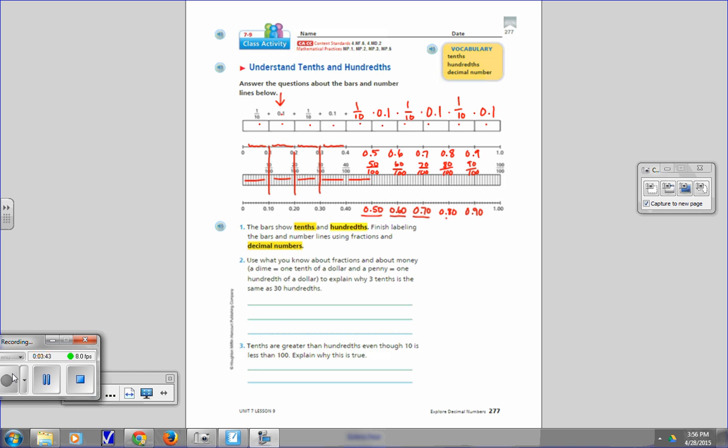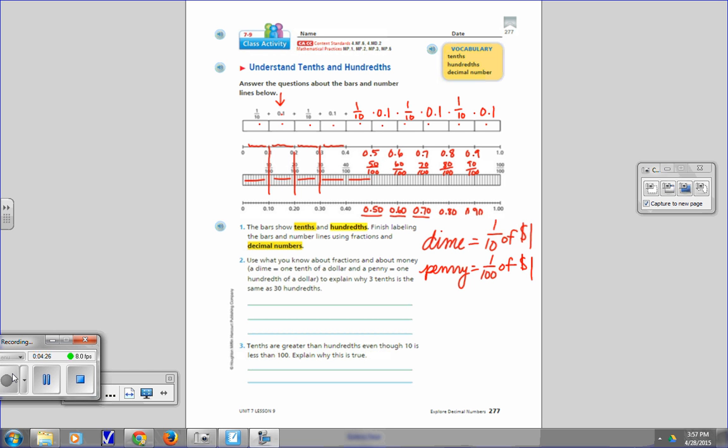Use what we know about fractions and about money. What do we know about money? A dime equals 1/10 of a dollar, and a penny is 1/100th. Let's write that over here. Dime, so a dime equals 1/10 of a dollar, and a penny, my black dots, is 1/100th of a dollar. Okay?